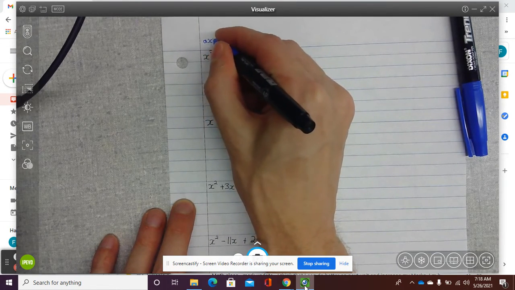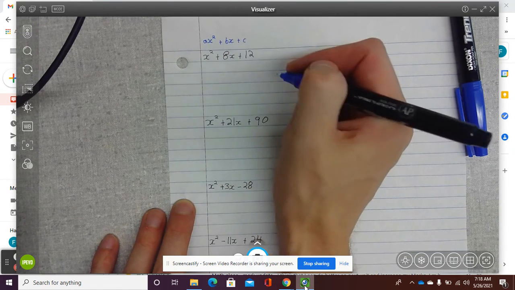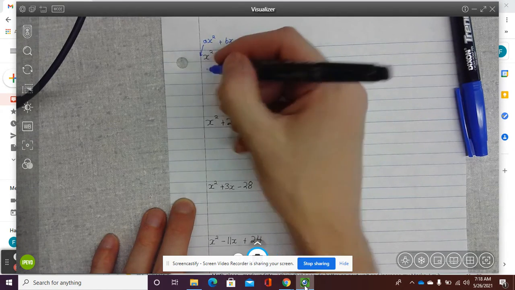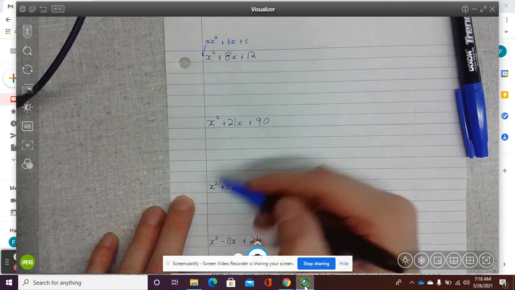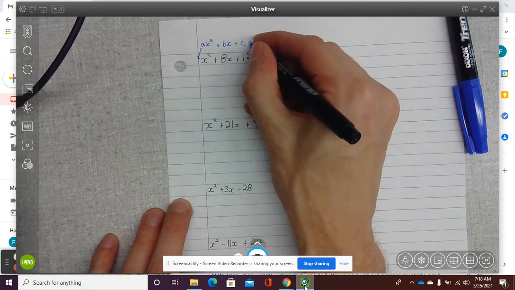You may recognize this from the last unit. They're in the standard form, ax squared plus bx plus c. Everything we do in this video, the a value is going to be 1, right? So the coefficient, we don't see it, it's just a 1. So that's what we call a simple trinomial, ax squared plus bx plus c when a equals 1.